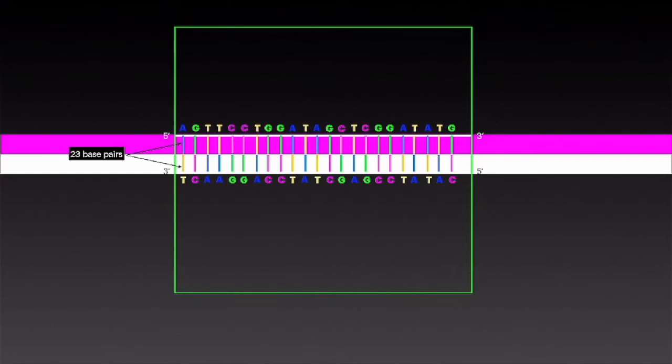Remember, base pairs are the base on one side of the DNA double helix paired with the base on the other side of the DNA double helix. So we've zoomed in, we're looking at these 23 base pairs, and this image shows you both sides of that double helix, so you can see both of the base pairs. But the thing is, any gene is actually only encoded by one side of that double helix.